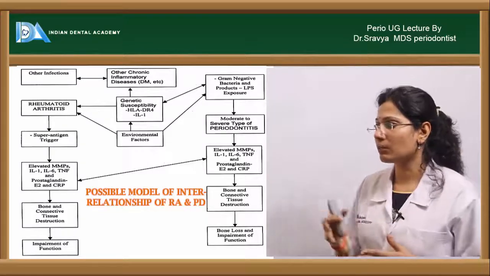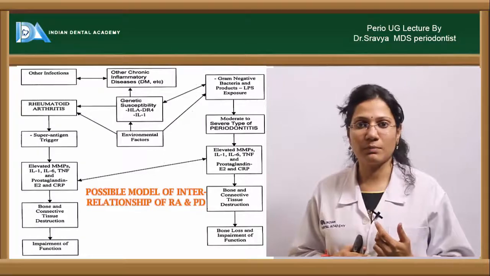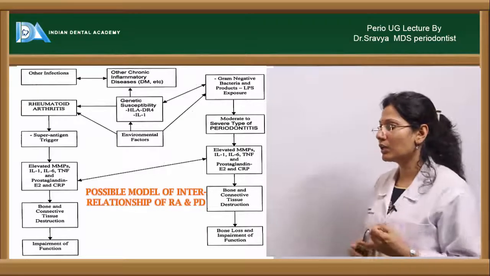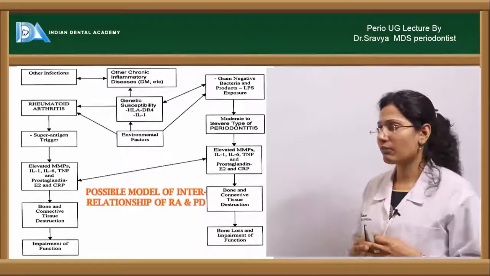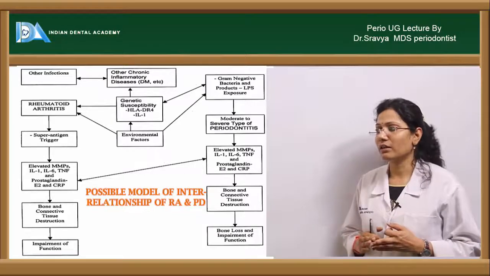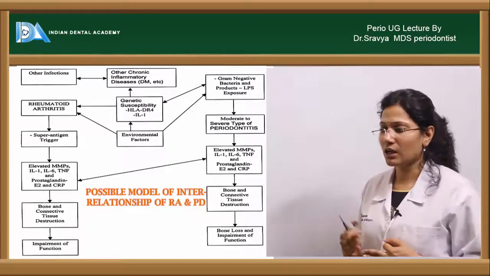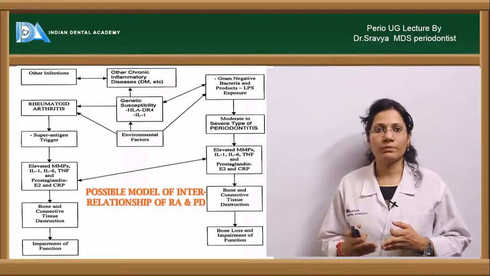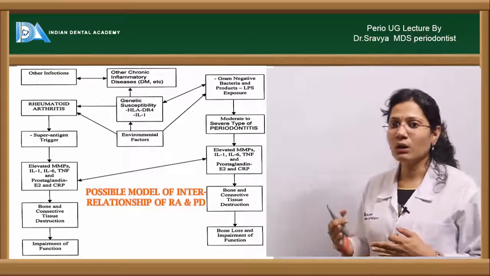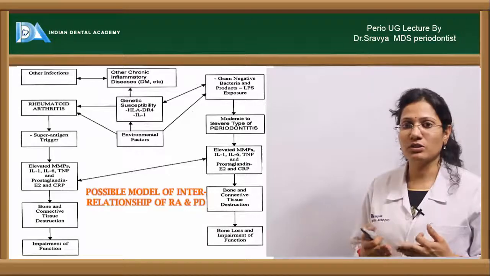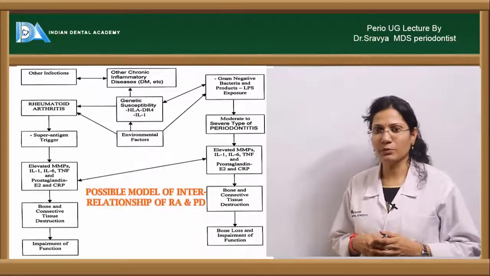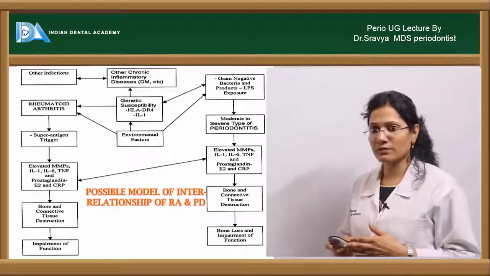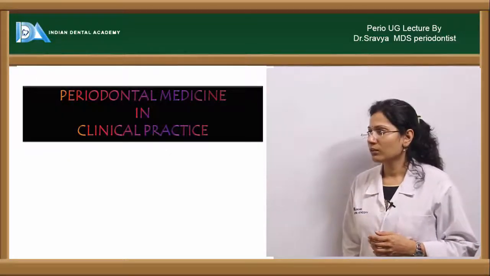The one thing linking both is that they are chronic inflammatory diseases. The second is that there is a genetic susceptibility in both periodontal infections and rheumatoid arthritis. And the third is environmental factors, like stress, smoking, or a previous history of inflammatory disease. They are the common risk factors for both of them.